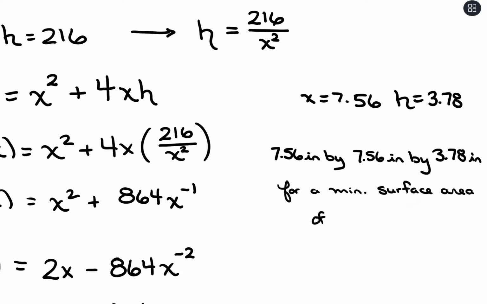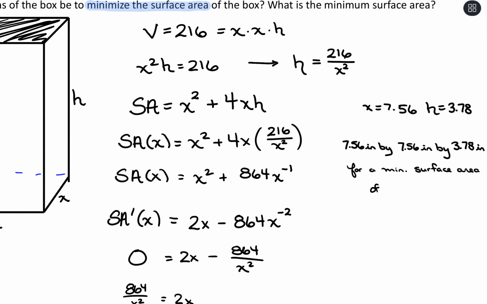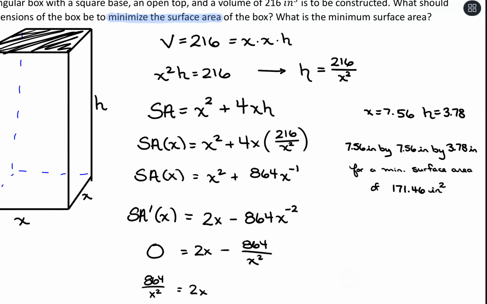of, and then we'll go to our surface area, which was x squared, so 7.56 squared plus 864 divided by 7.56, and that's going to be 171.46. And this is area in inches squared. So we want to get our units right there.